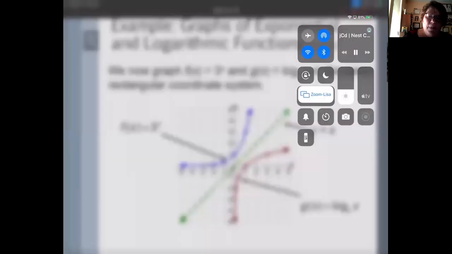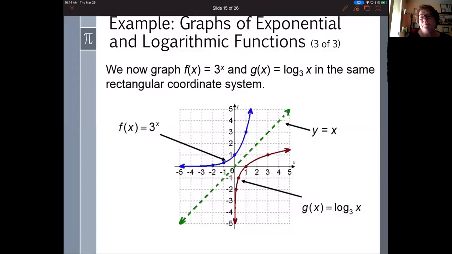There we go. All right, so we did plot the exponential function 3 to the x in the 4.1 video. So we did plot that, and we saw what it looked like. The x-axis is a horizontal asymptote. The y-intercept is 1.